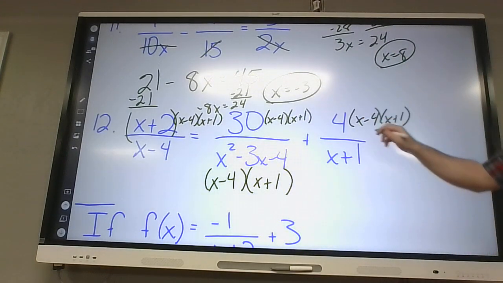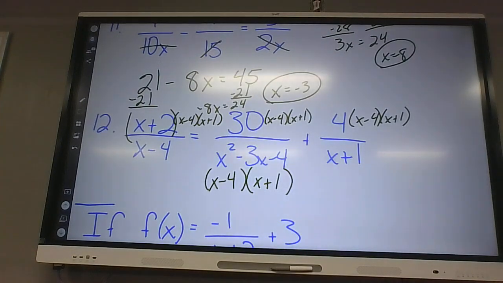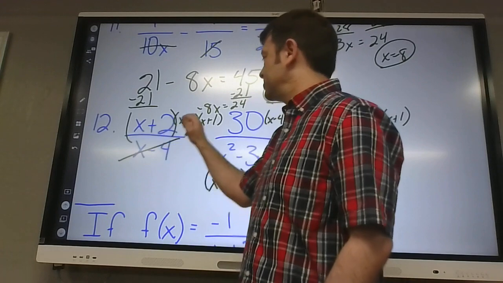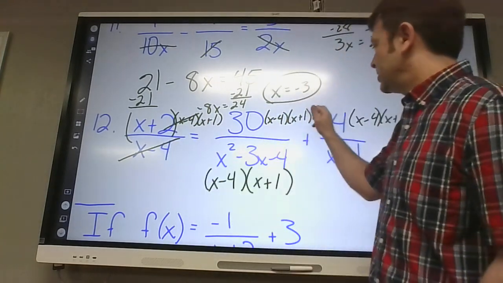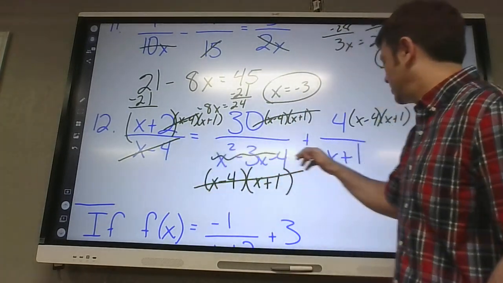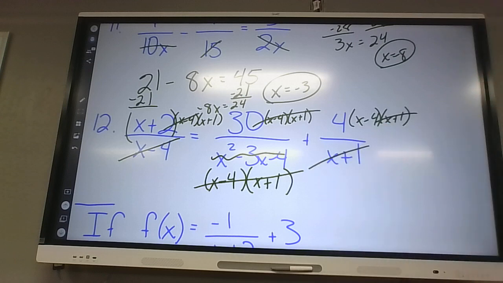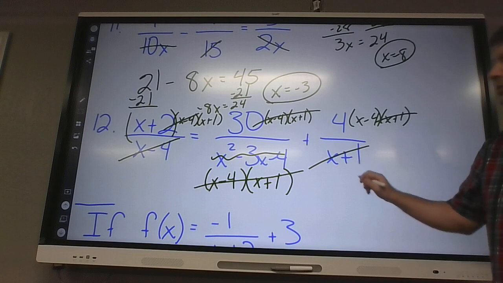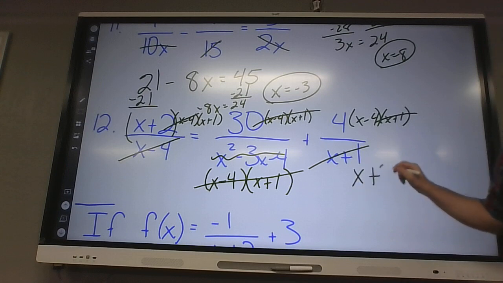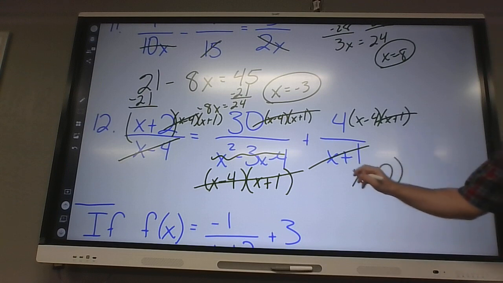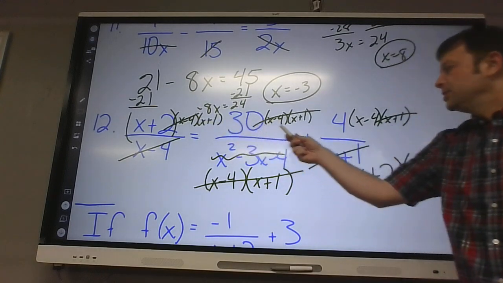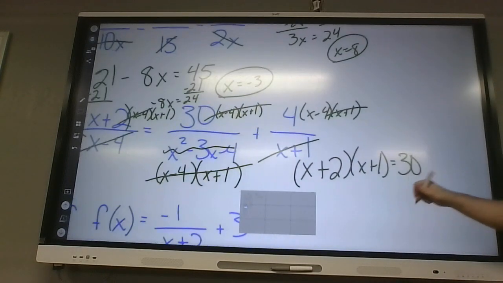It's going to be a lot of work to clean up. All right. Because now all our denominators will cancel out, right? That goes away, those two both go away, and that goes away. So what we're left with is x plus 2 times x plus 1 equals 30 plus 4 times x minus 4.